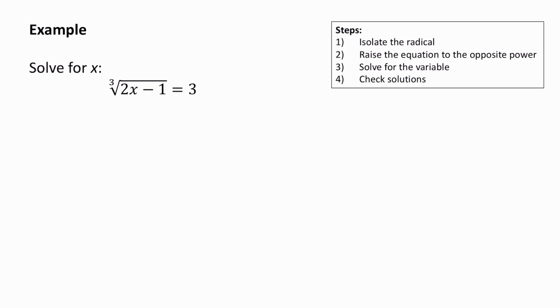So once again, our radical is already isolated, so we're going to undo this cube root by cubing both sides of our equation. So when we do that, we get 2x minus 1 equals, and then we need to do 3 cubed. Remember, 3 cubed is just 3 times 3 times 3, and you can do this on your calculator by entering 3 and then choosing the caret button and then entering 3. Either way, you should get the answer, which is 27.